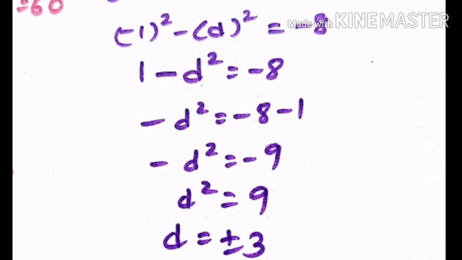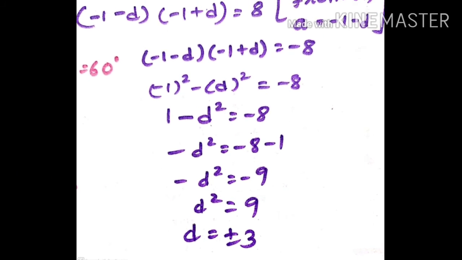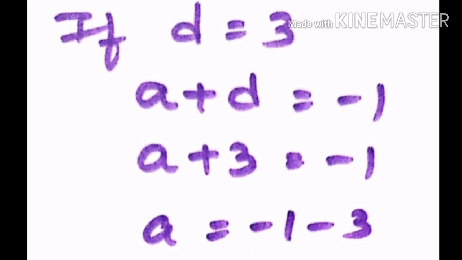So students, we will substitute both the values of d separately to get our three numbers. First I will take d is equal to 3. If d is equal to 3, then from our first equation, a plus d is equal to minus 1, I place the value 3. So I get a is equal to minus 1 minus 3. So what is the a value? Minus 4.